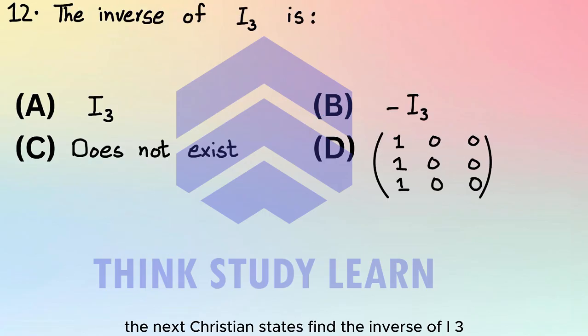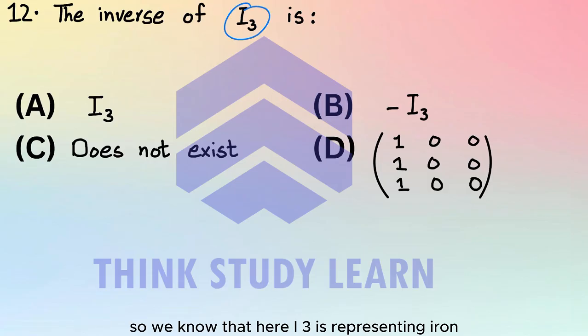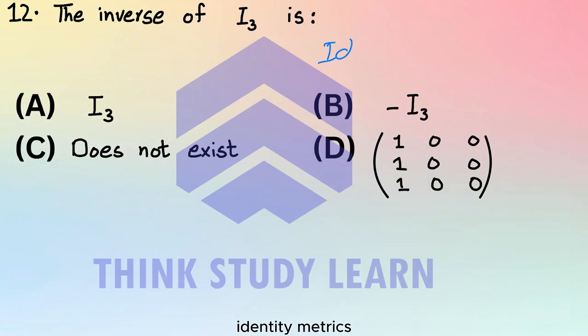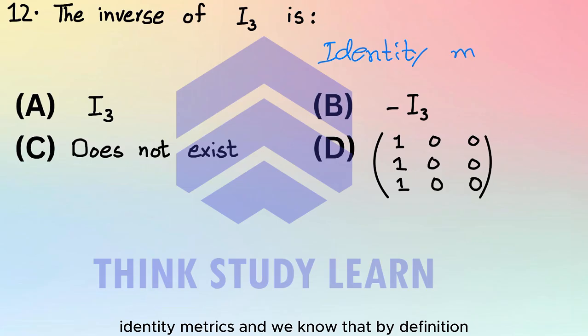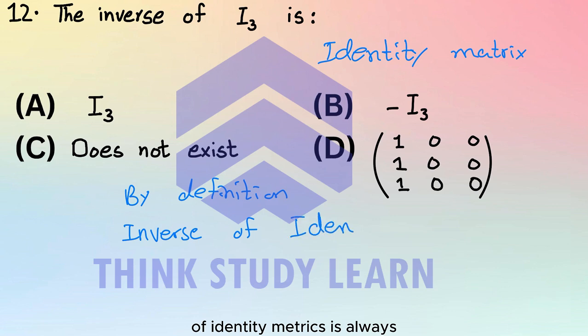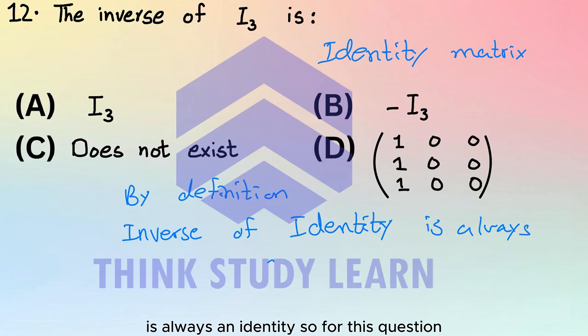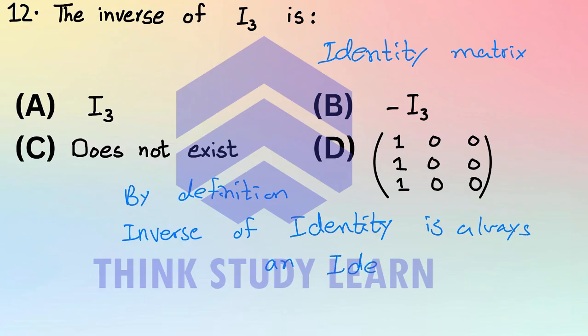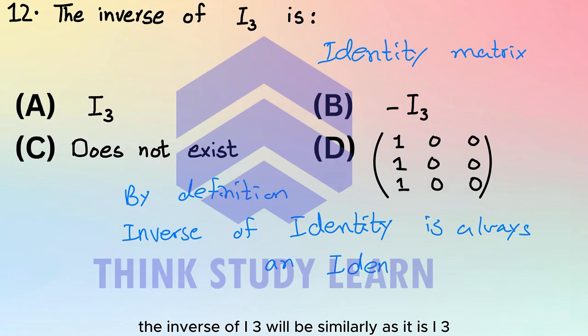The next question states, find the inverse of I3. So we know that here I3 is representing an identity matrix. And we know that by definition, the inverse of an identity matrix is always an identity. So for this question, the inverse of I3 will be similarly I3. A option is the right answer.